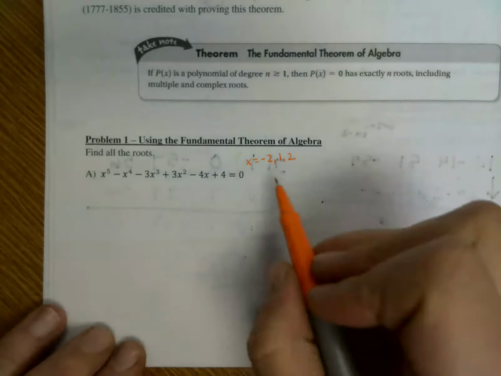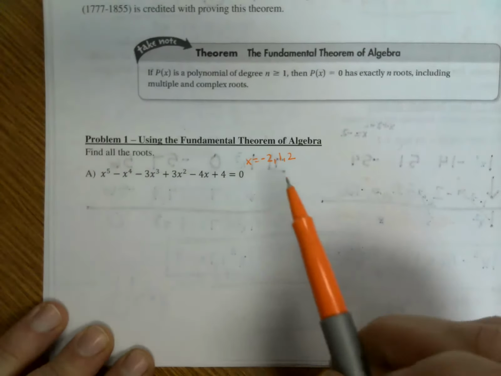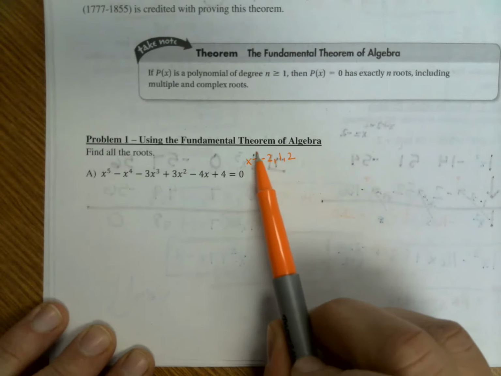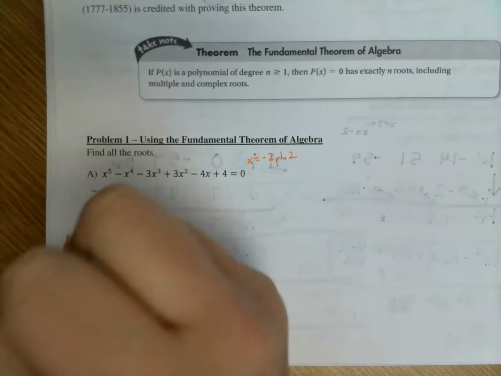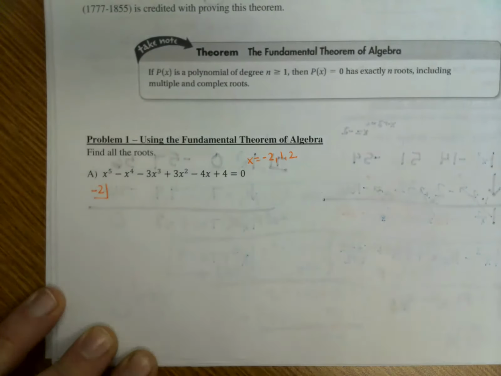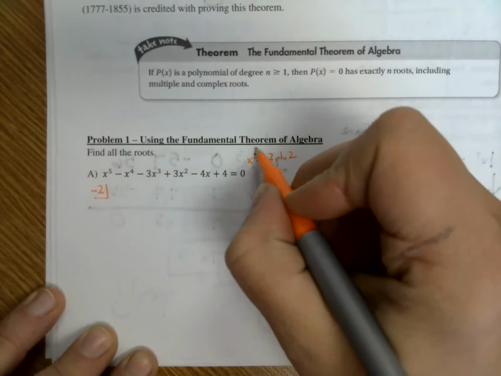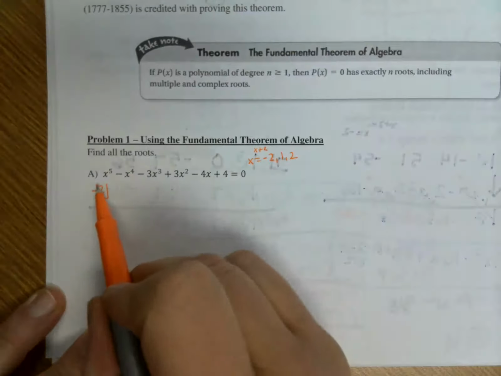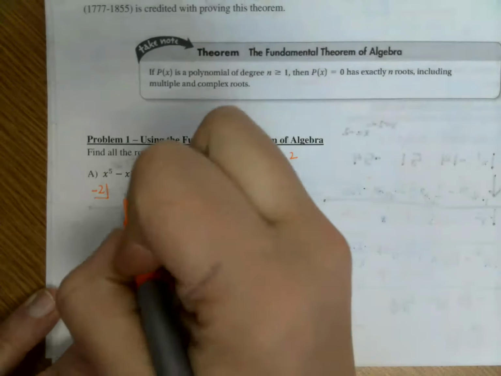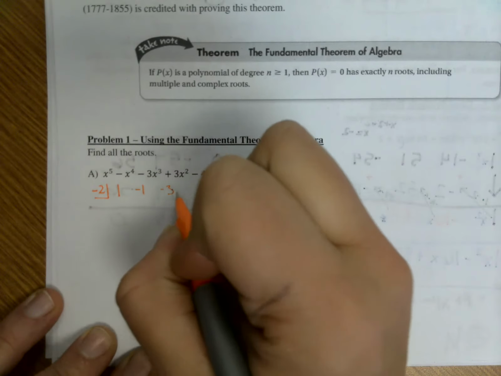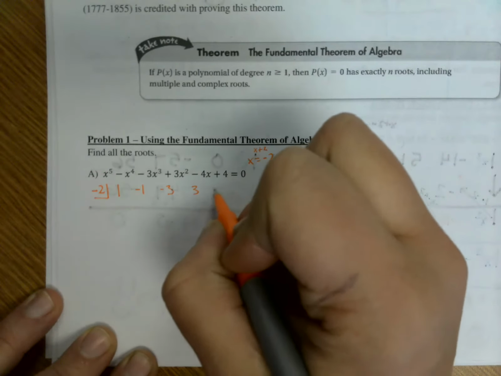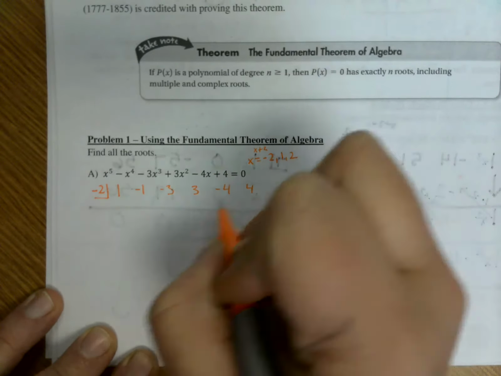So what I have to do is divide. I'm going to synthetically divide because I already have the zeros here. So these are my zeros, and I'm going to synthetically divide to see what I have left. I'm going to divide out my -2 first. So again, if I were to write out this equation, that's x plus 2. So when I put in the box, I put the -2. So I have a 1 for x to the 5th, and -1 for x to the 4th, and -3 for x cubed, 3x squared, -4x, and 4.